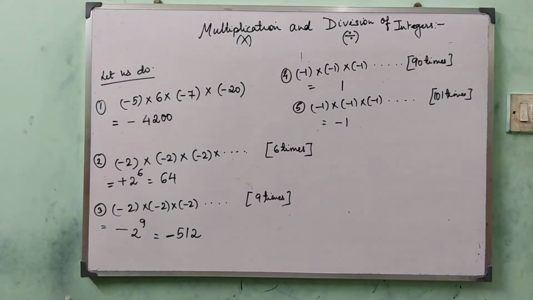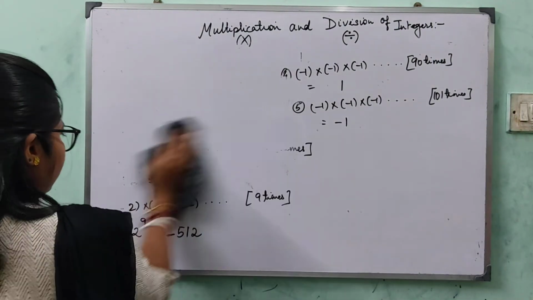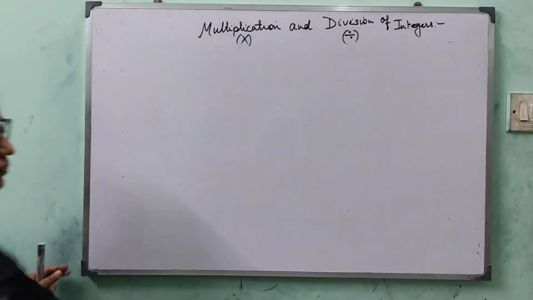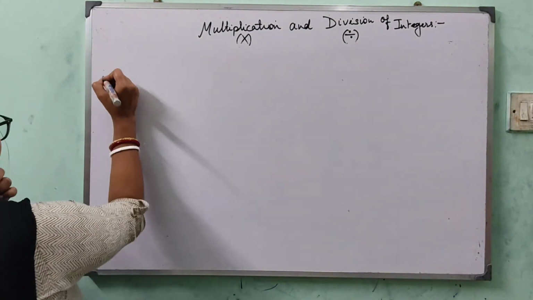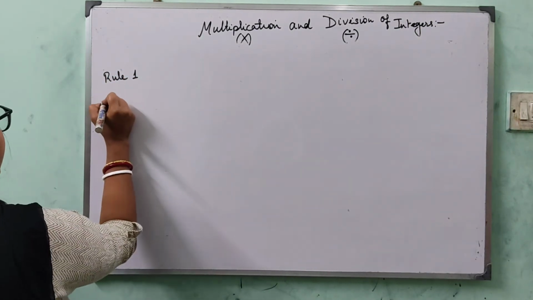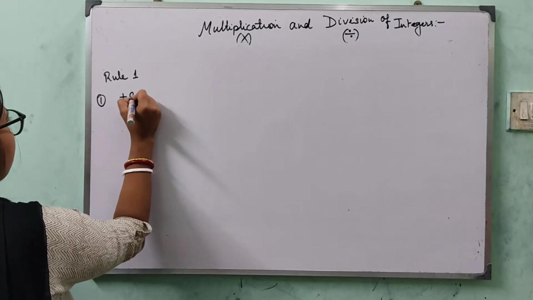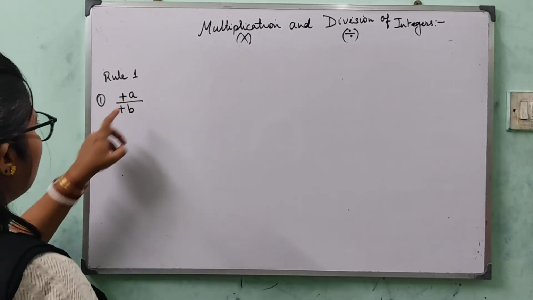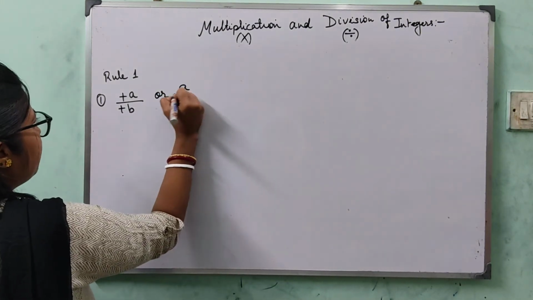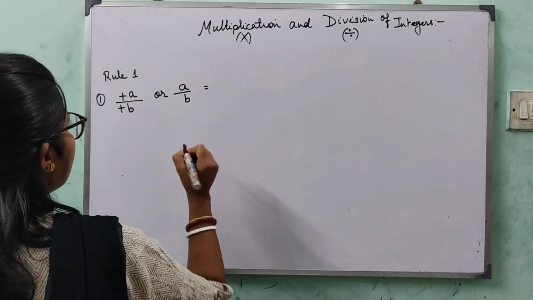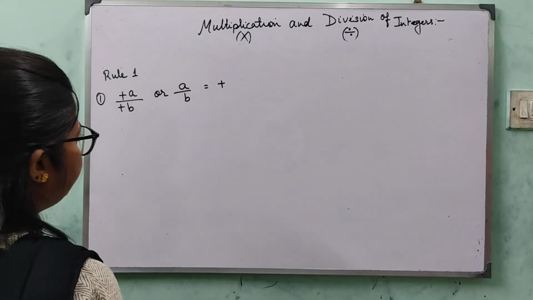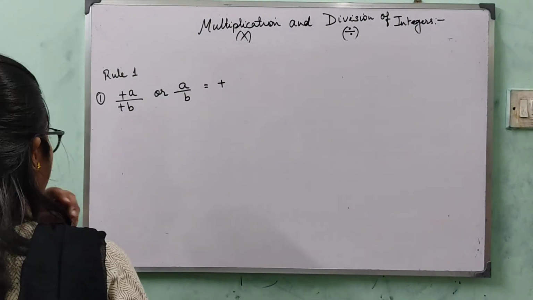Next, we are coming to division. Now for division, here also you need to know some rules. Rule 1: if I divide a positive integer by a positive integer, or simply a by b, then the result will always have a positive sign.